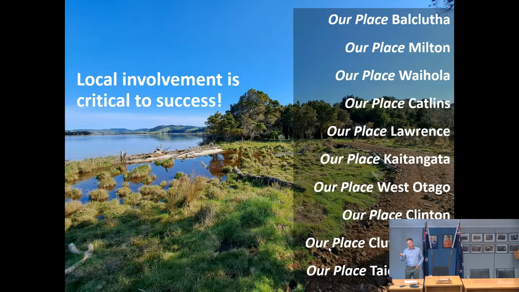Good question. I guess the 10 plans cover most of the places where people live and work in the Clutha district. Some of them are ward-based, for example West Otago, Clinton, Clutha Valley wards, which are more rural or dispersed population. Some of them, like Milton and Waihola, are townships within a ward.